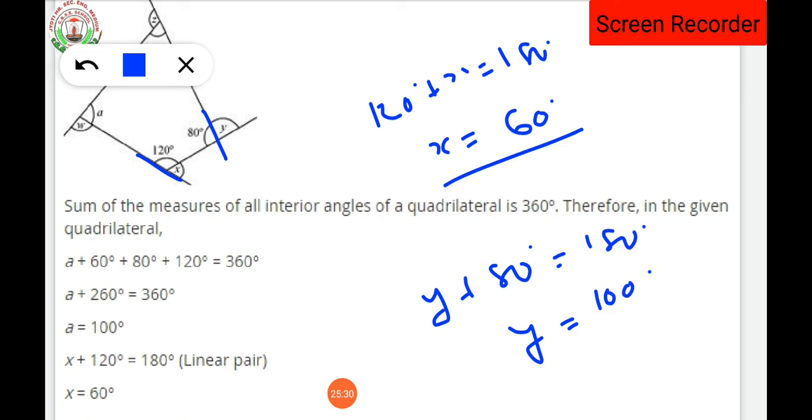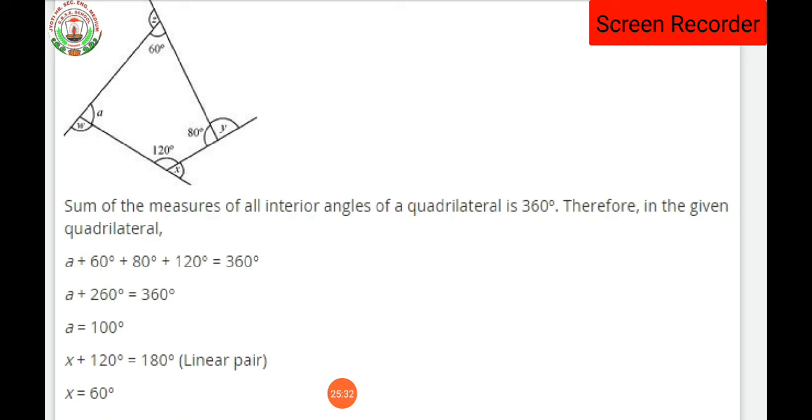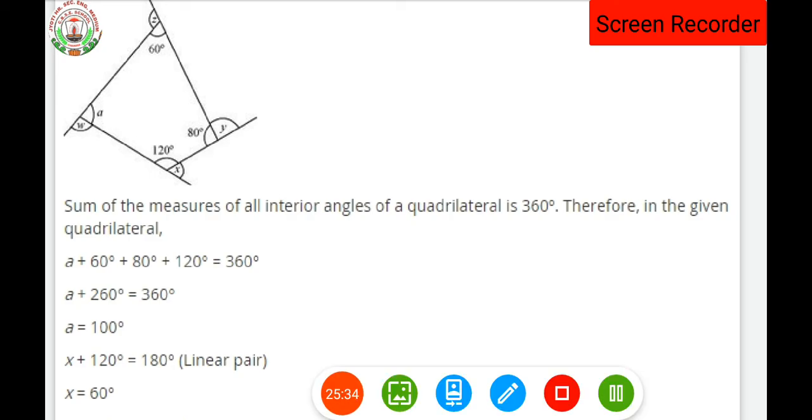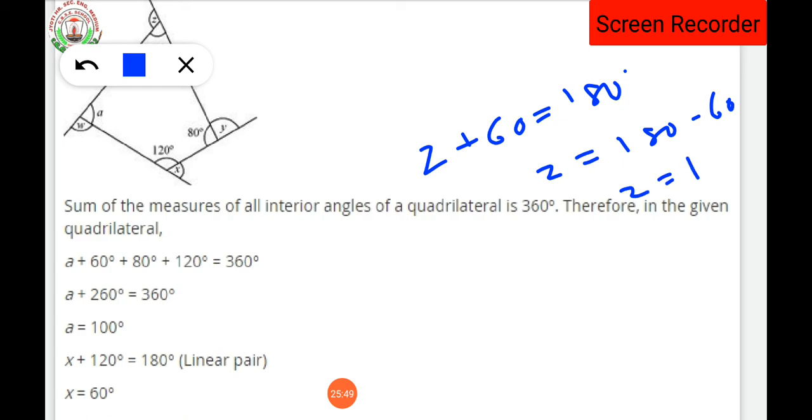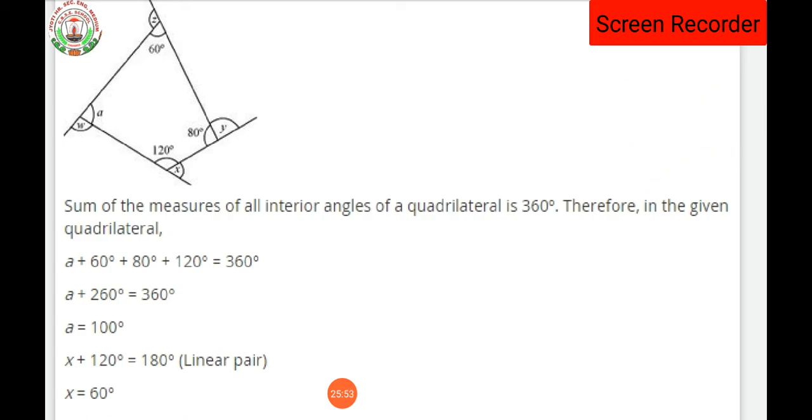Now next you can see that z plus 60, we can also apply the linear pair axiom. So z is equal to 180 minus 60. So z is equal to 120. Okay, applied. So now the last part we are having is a, isn't it?